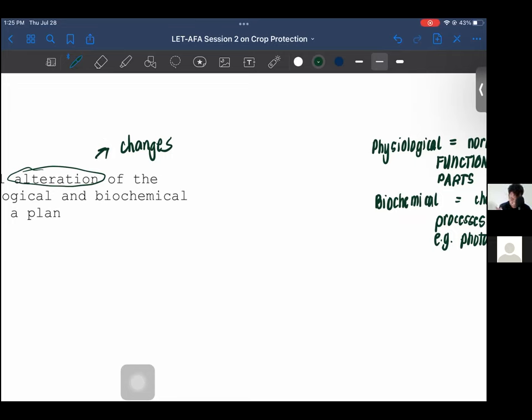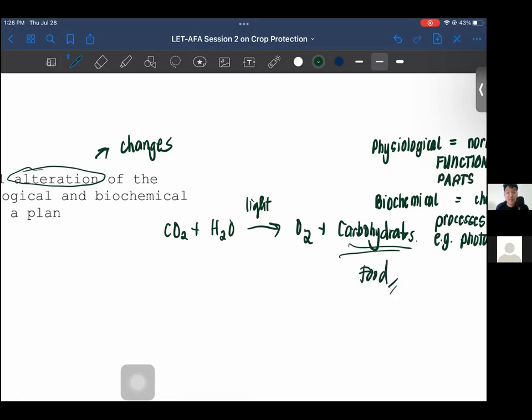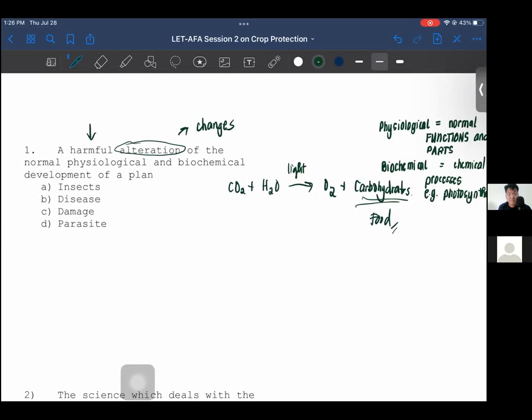Ang photosynthesis, kailangan niya ng carbon dioxide plus water, then with light and energy, they will produce oxygen and sugar. Let's say carbohydrates. So this is the process of photosynthesis. Yung carbohydrates, ito yung food. Kaya siya sinabing food making process because you are producing this para ipower yung mga processes ng halaman. So, you know, that is one of the biological processes in plants.